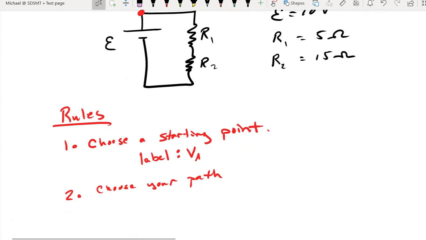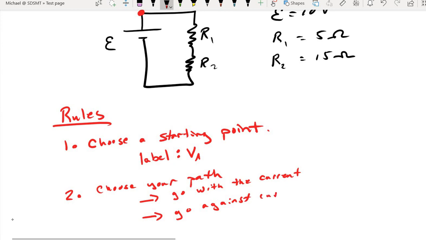So choose your path, and I like to put 2 little side notes down here. When you choose your path, something you want to consider: do you want to go with the current, or do you want to go against the current?